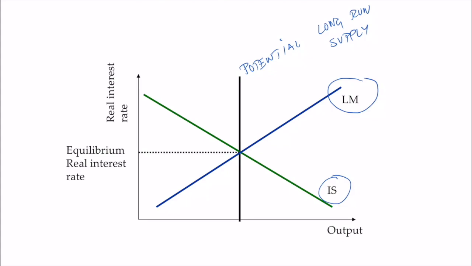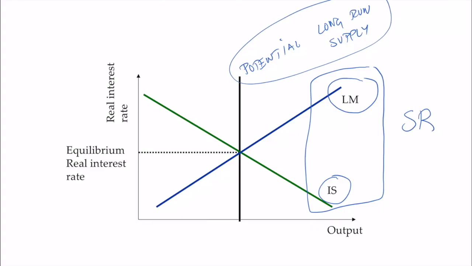Now, the way the model is going to work is the intersection of the ISLM lines represents the short-run equilibrium of the economy. The vertical line that we just drew represents the long-run equilibrium. And what we need to understand is how the economy goes from the short run to the long run equilibrium if the three lines do not intersect in the same place. For that, we need to understand inflation.